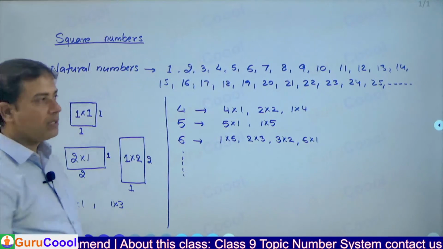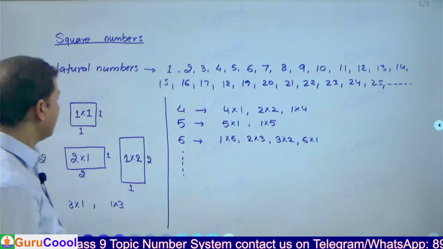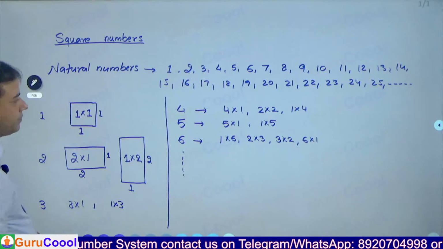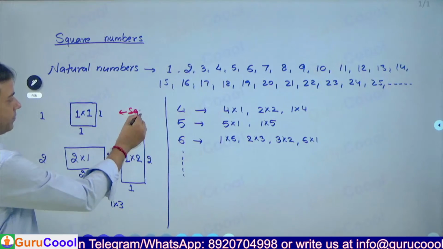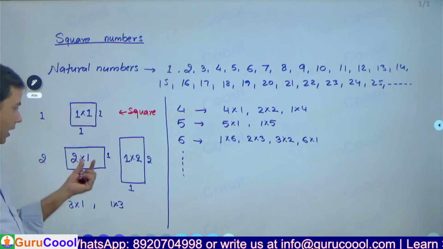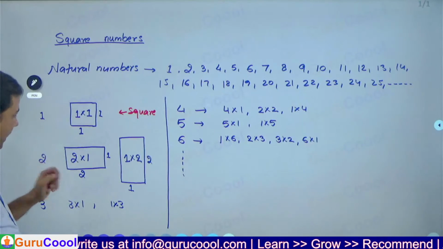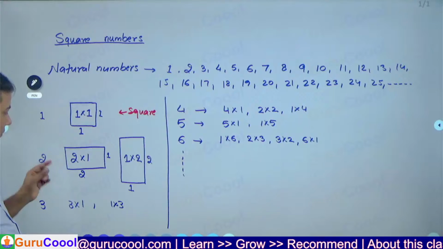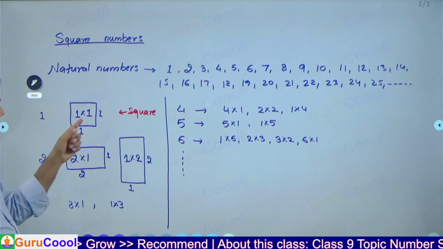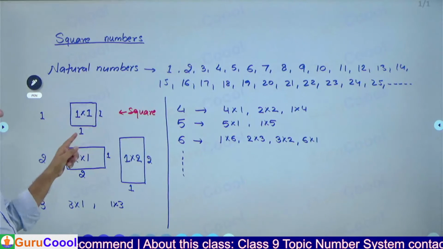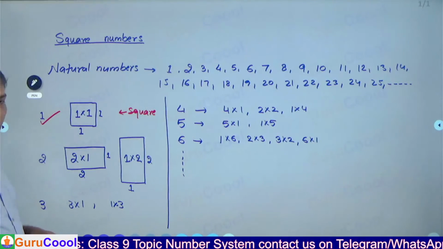A square number means one where the rectangle can look like a square. Do you think this rectangle looks like a square? The first one? Yes, this is a square. Do you think out of these two, any one of them looks like a square? No. That means 2 is not a square number. We cannot represent 2 with the same length and breadth, but 1 can be represented with the same length and breadth in a rectangle. So that's a square. 1 is a square number.